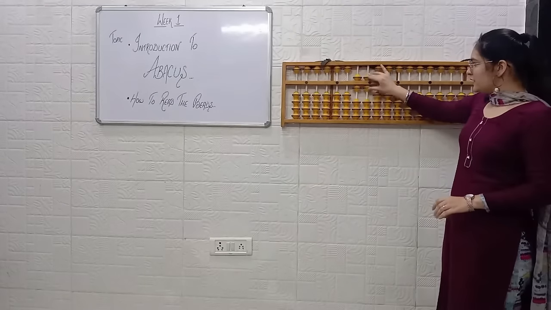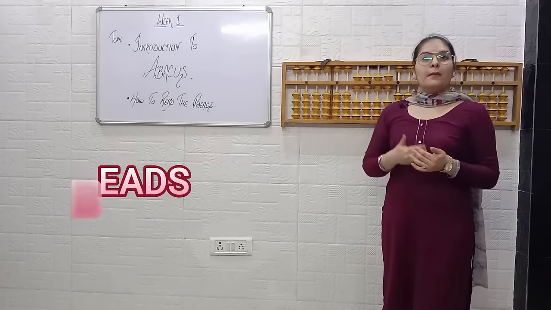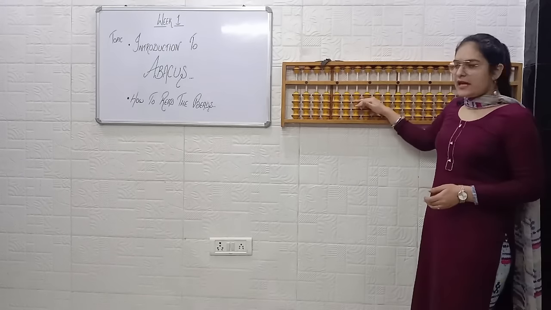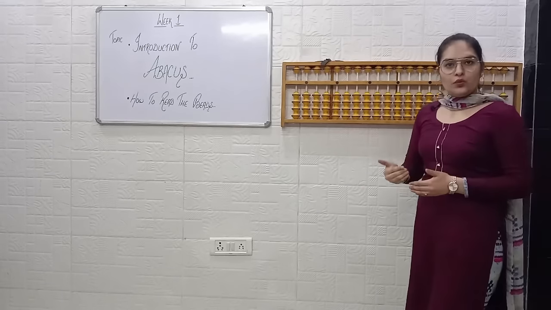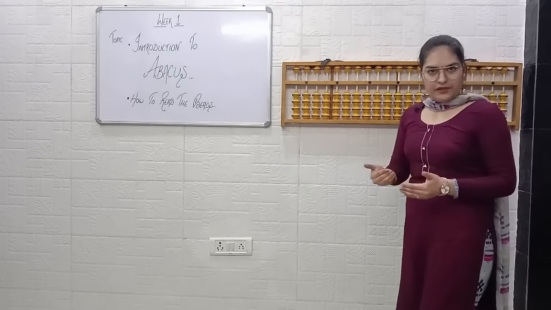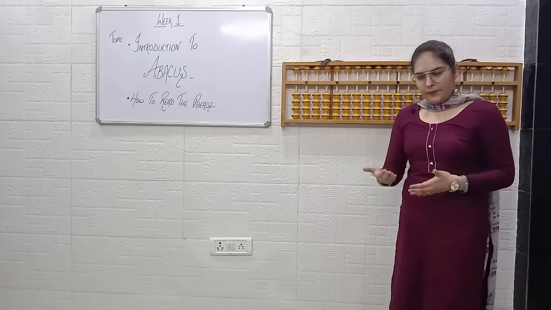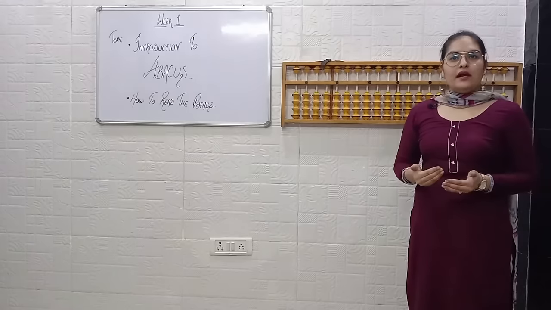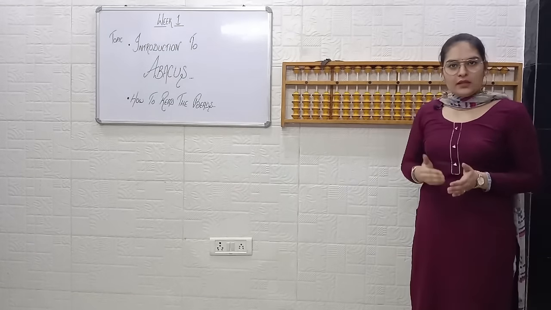You can see all these. These all are beads. What are all these? Beads. Okay, now you can see some beads are downwards and some beads are upwards. So the beads which are downwards are earth beads. And the beads which are upwards are heaven beads.